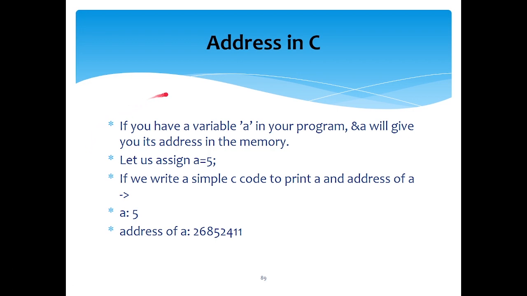The first topic which we are going to deal with is address in C. So what is basically an address? Let us take, for example, if you have a variable a in your program, this ampersand a will give you its address in the memory. Simply, this is like an AND operator, right? Ampersand of a gives you the address in the memory. If you assign some value to this a, and if you want to find the address of that a, then you can write this operator of a. You will get the answer as some unique address.